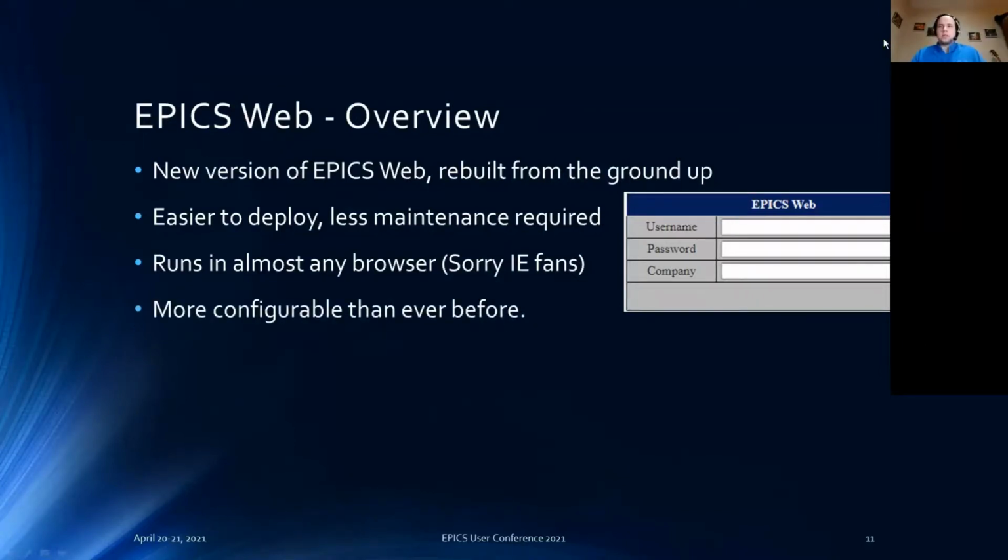But the other thing about EPICS Web is it is more configurable than ever before. The old version had specific data that you would see, and that was it. If you wanted to see different columns, that was too bad. We could change it for everybody, but we could not change it for each person. And it wasn't possible for any person or company on their own to change which data they wanted to have visible. And that is changed with this version.